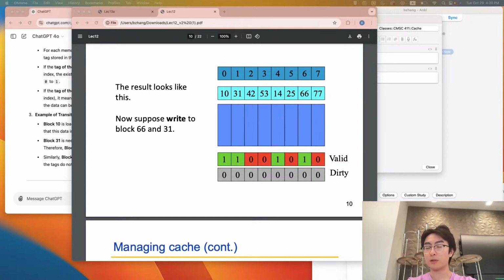And I think very similarly, if you're storing data, then you could just store it directly into the cache in a write-back sense, using a write-back cache. Okay.